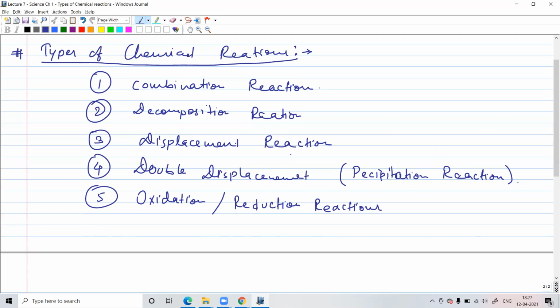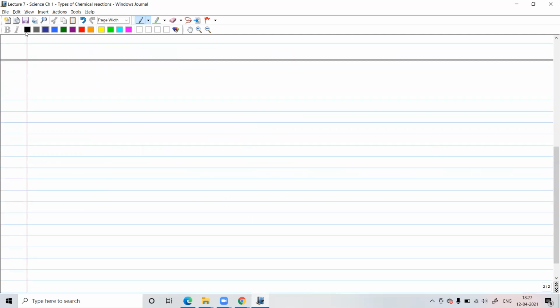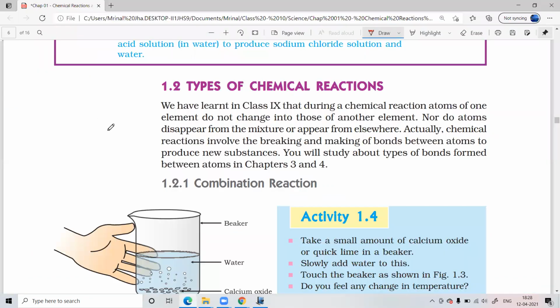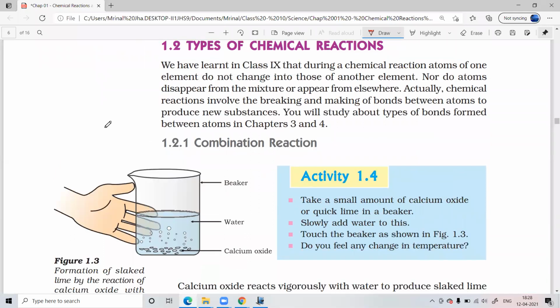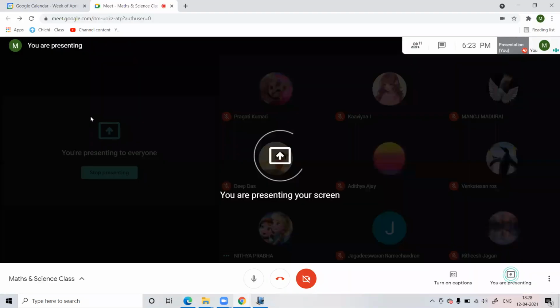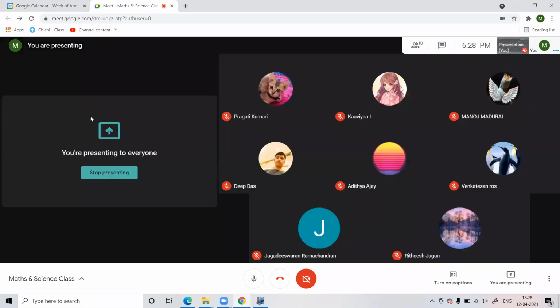So let's do this from the NCERT book. Combination reaction. Start reading from here. Who will volunteer? Who wants to read today? What? No volunteers today?